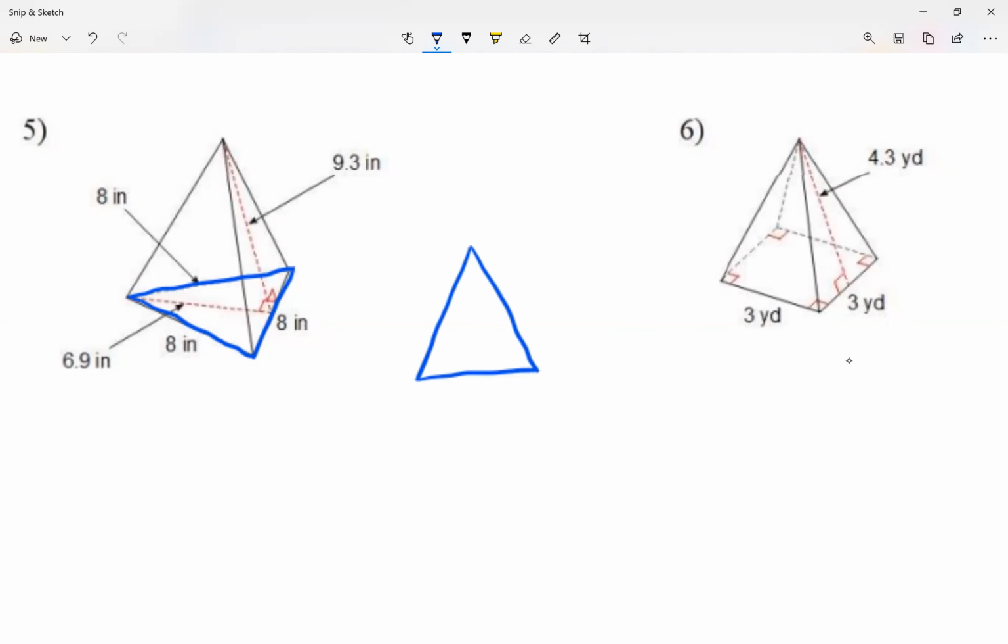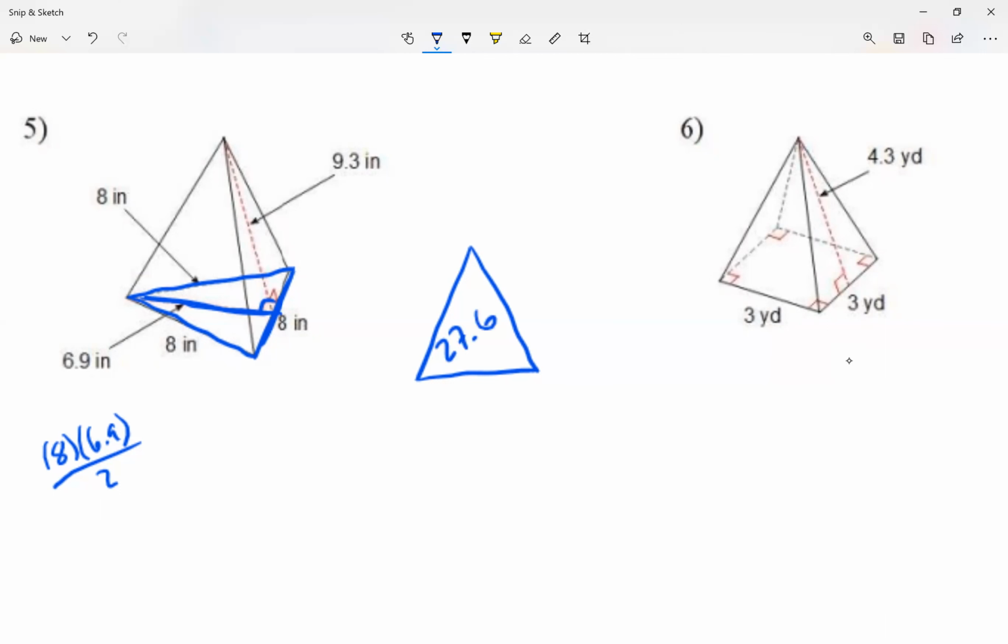I know I have to look for a 90-degree angle, which you guys have in here. It's made by 8 and 6.9. So for the base, I have to go 8 times 6.9 divided by 2. That's how I'm going to get the area of the base. According to my calculator, it happens to be 27.6. So let me just worry about the base.